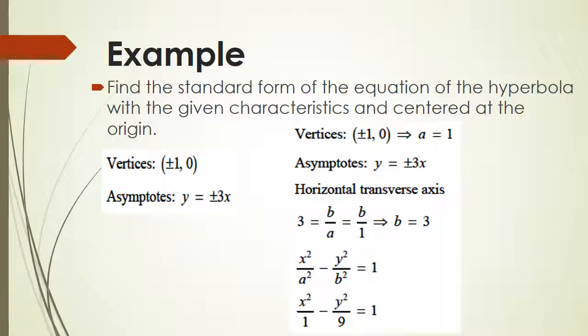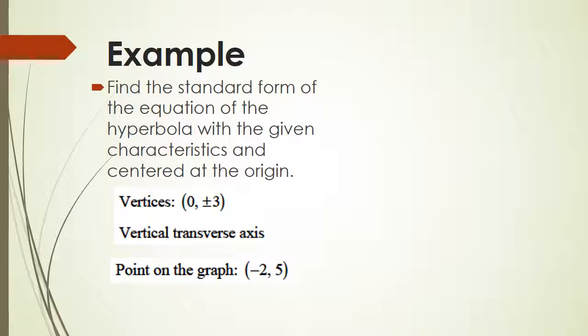Okay, my vertices are at (1, 0), so a is 1. My asymptote is y equals 3x, so with the horizontal transverse axis, remember, the equation for the asymptote, since my axis is horizontal, is going to be b over a. So 3 equals b over a, and I already know a is 1, so b must be 3. So I'm going to put those into place in the equation, and I have x squared over 1 minus y squared over 9 equals 1.